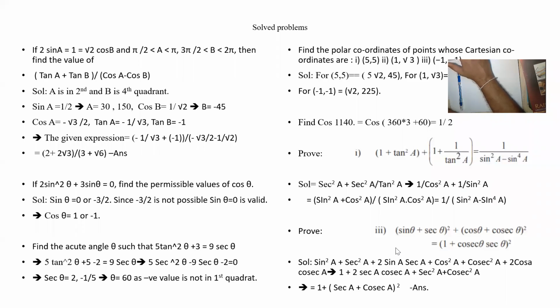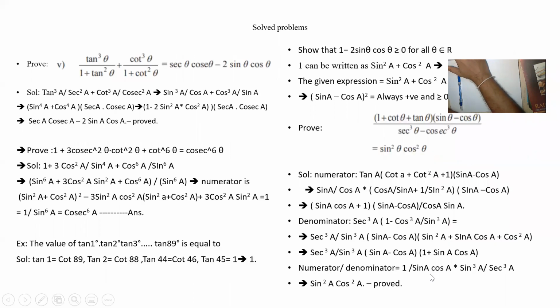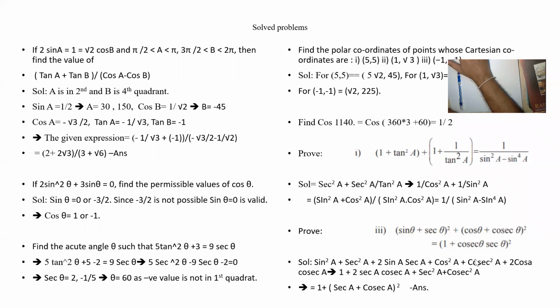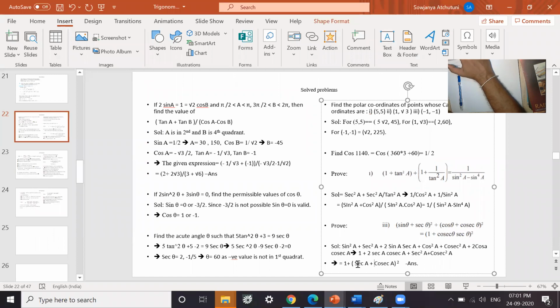Now if you see here, it becomes 1 + sec²A + cosec²A, plus these two together become 2 sec A cosec A. So the answer is (1 + sec A + cosec A) whole square. Actually here the bracket is supposed to end here. (1 + sec A + cosec A) whole square. Okay, we'll go to the next one.